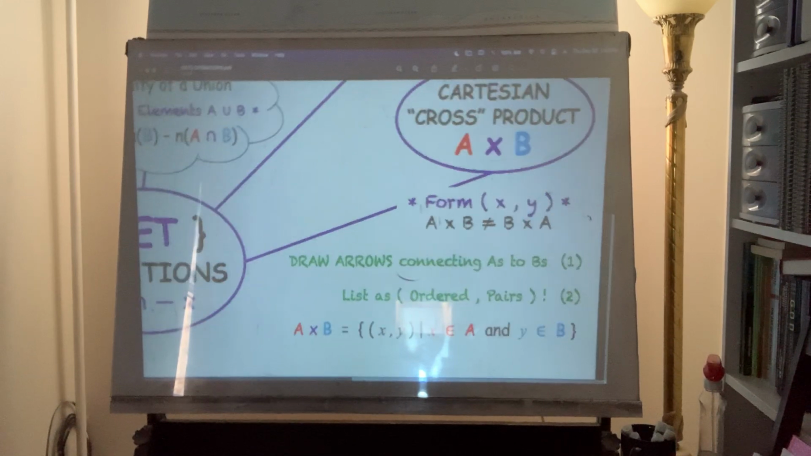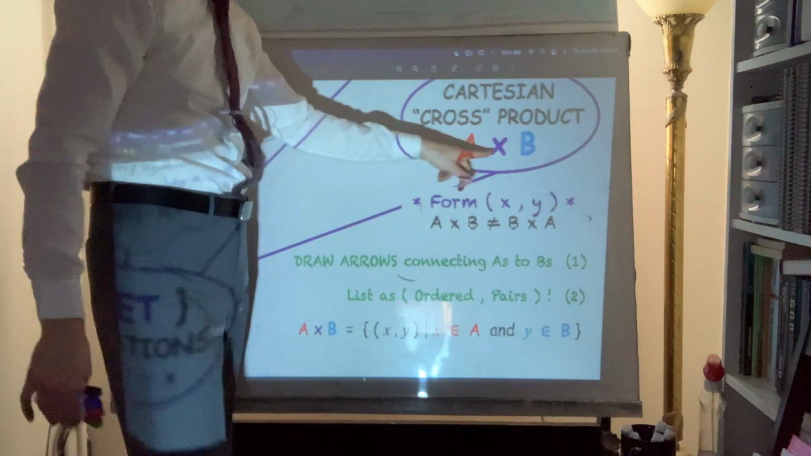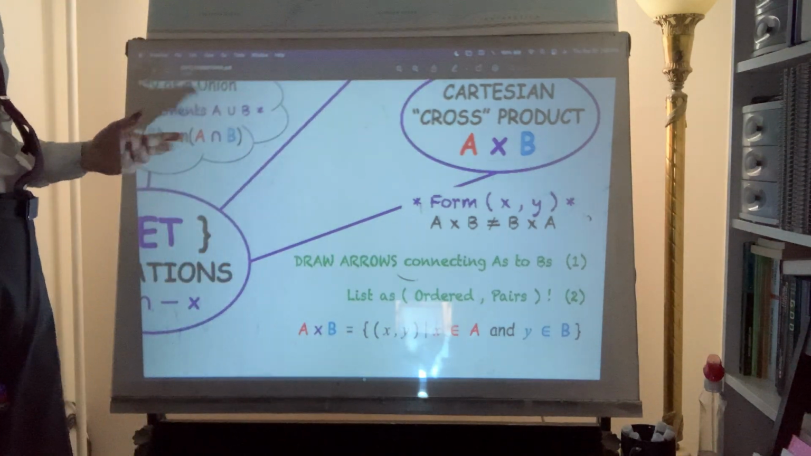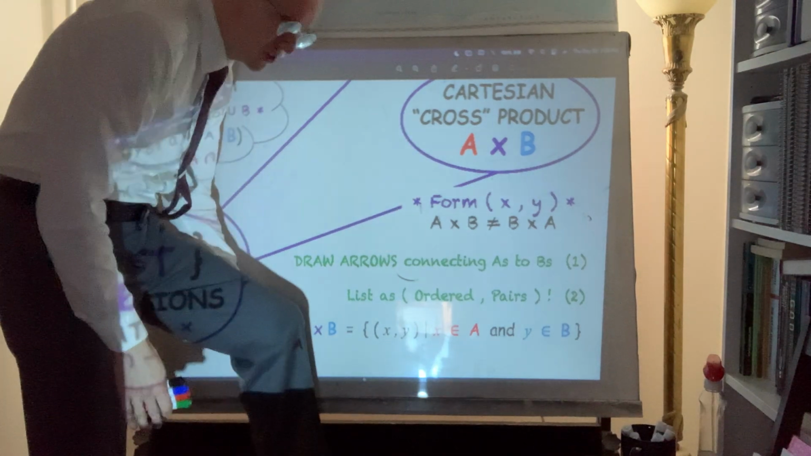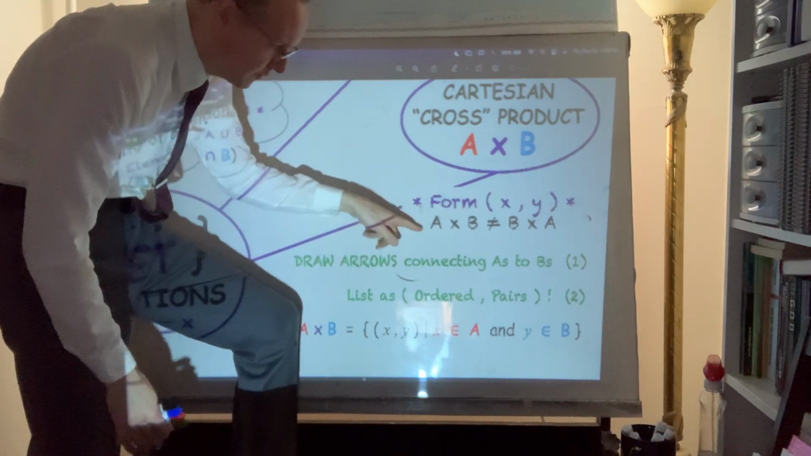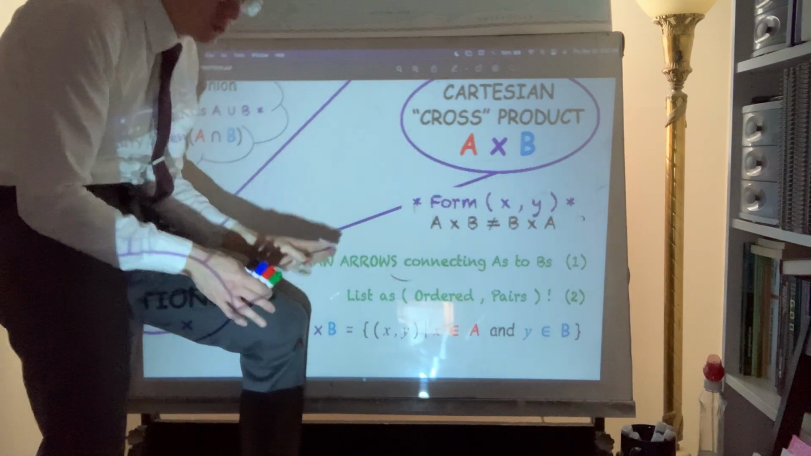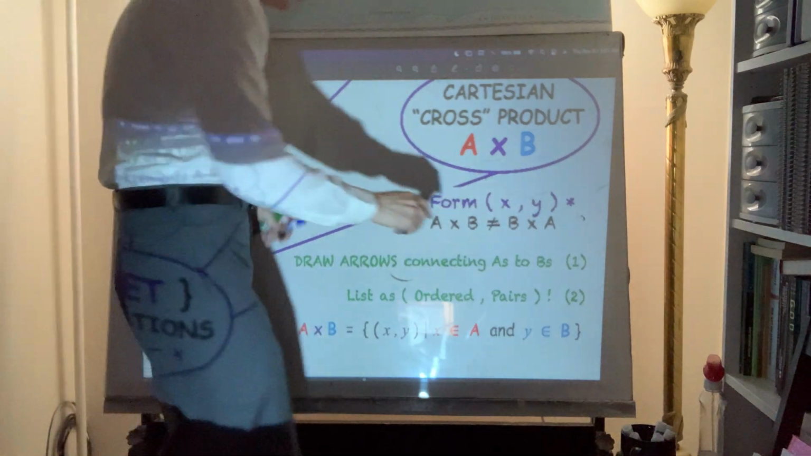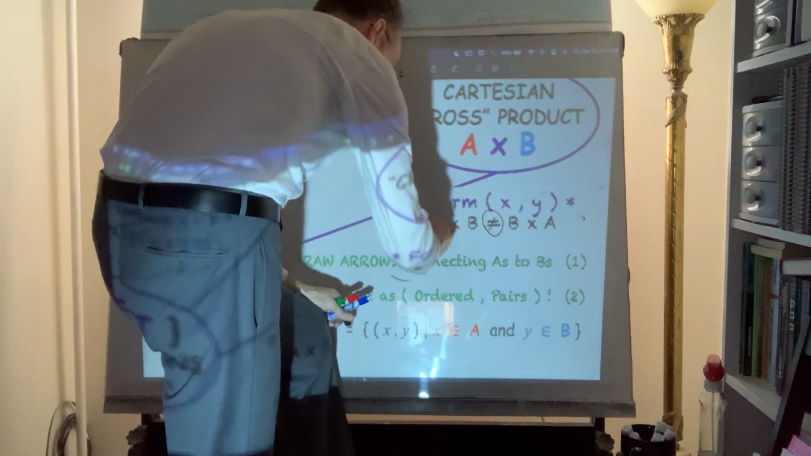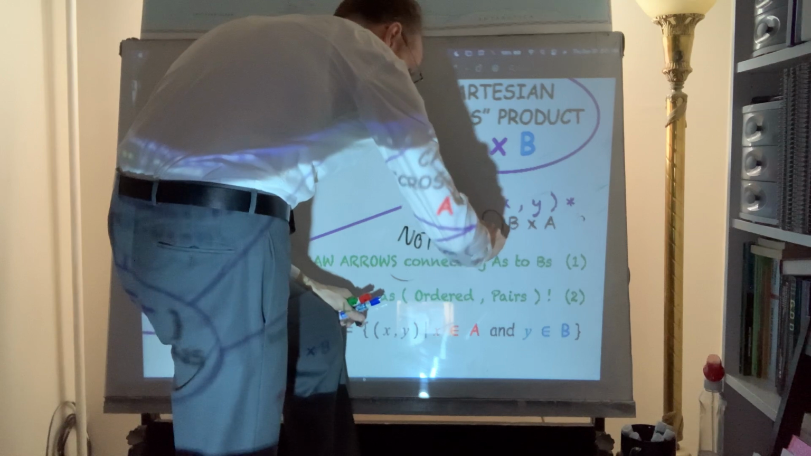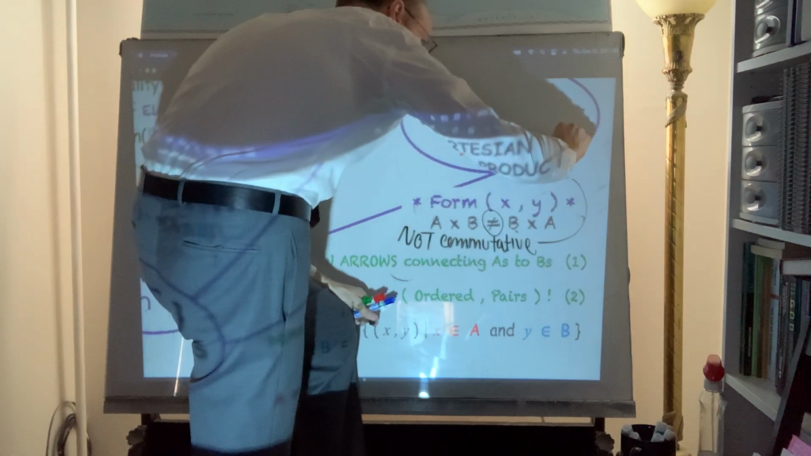All right, now lastly, you have something called the Cartesian or cross product, and we use the multiplication symbol. Now, under ordinary circumstances, multiplication would in fact be commutative, which means the order in which you do things doesn't actually matter. But as you can see, there's a cross-out symbol here. These are not commutative, which means order matters.